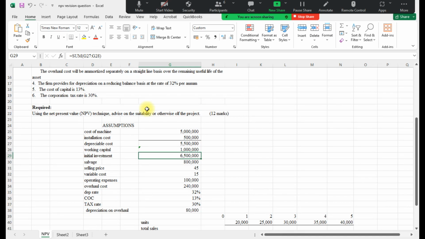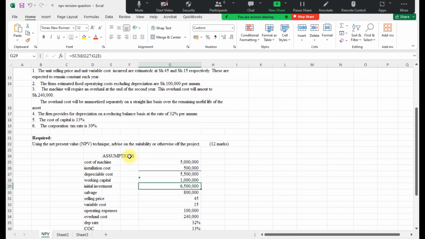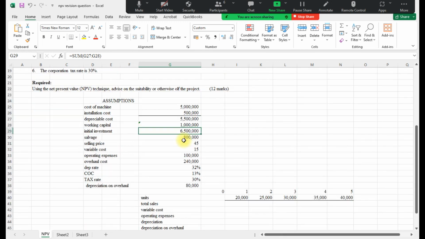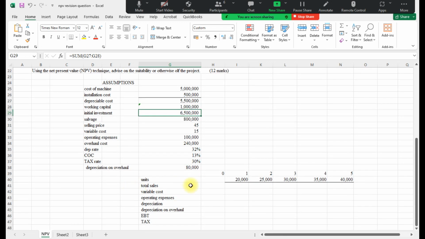Then our depreciation rate was 32%, and one thing you will note in this case, we shall depreciate overhaul separately. Overhaul was being amortized, so this was even an amortization. And the depreciation in note 4, the firm provides for depreciation on reducing balance basis, the 32%. The cost of capital in this case is 13%, and our tax rate is 30%. So here we shall come back to the depreciation on overhaul. We shall come back to that.